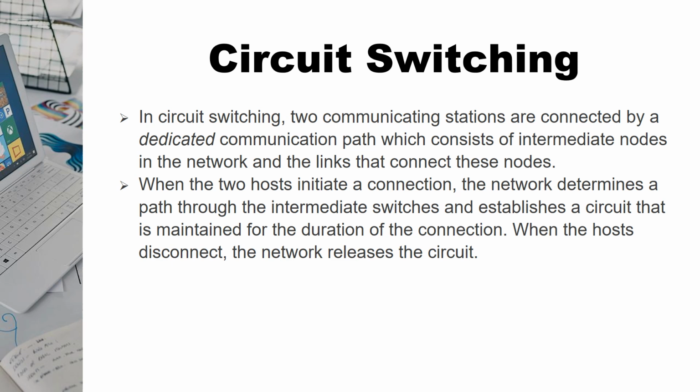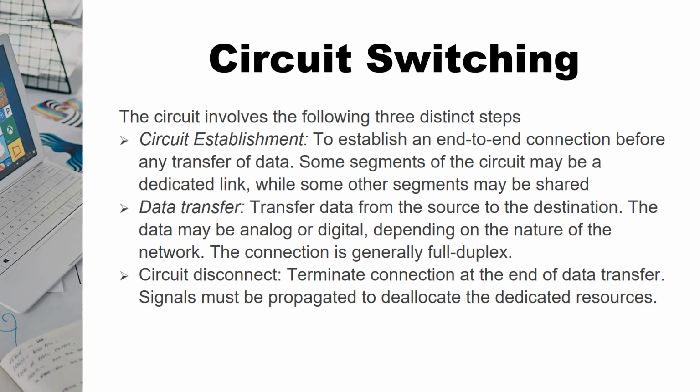When the two hosts initiate a connection, the network determines a path through the intermediate switches and establishes a circuit that is maintained for the duration of the connection. When the host disconnects, the network releases the circuit. So we have steps that are followed during circuit switching.